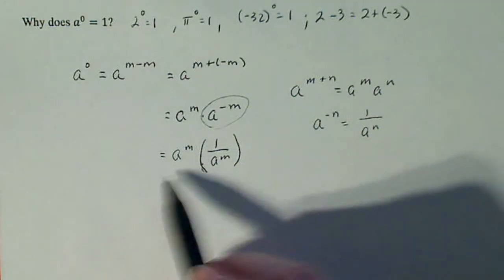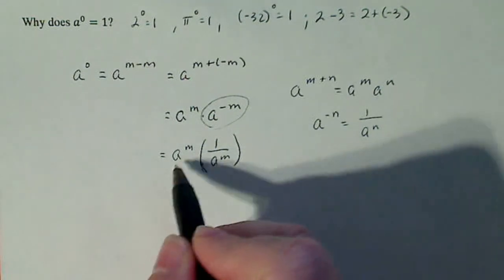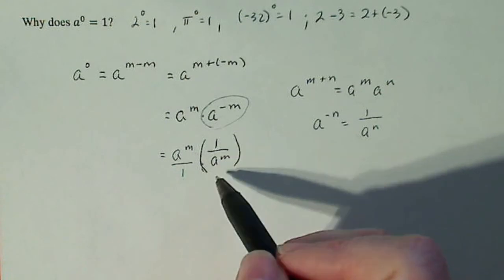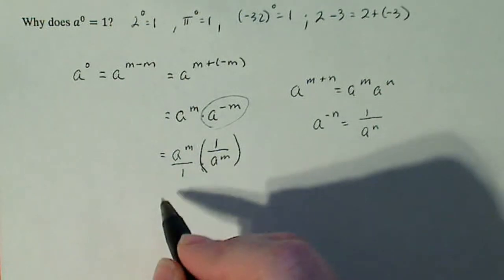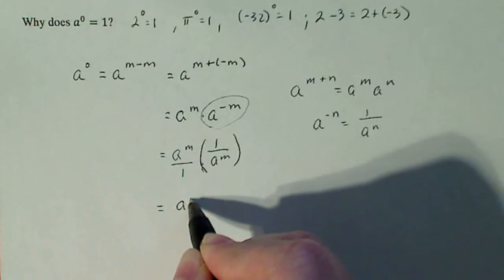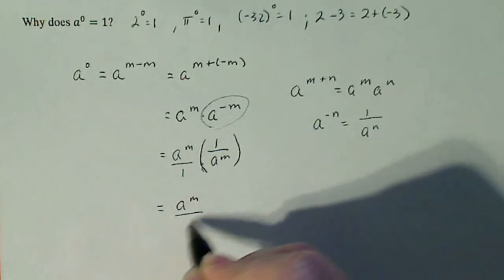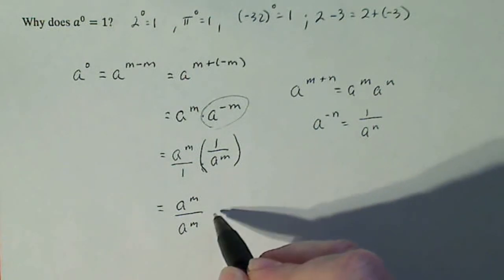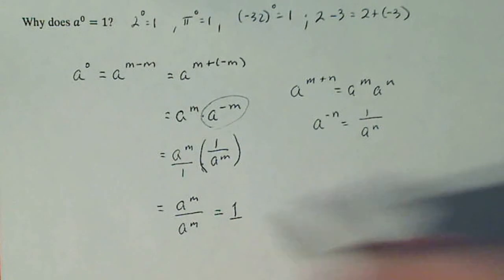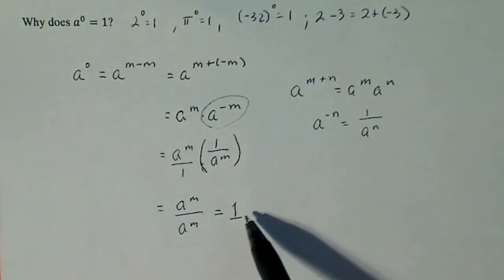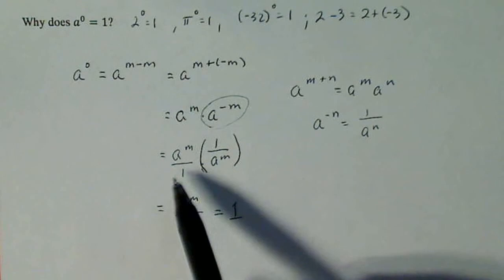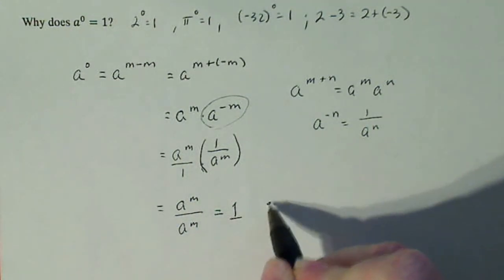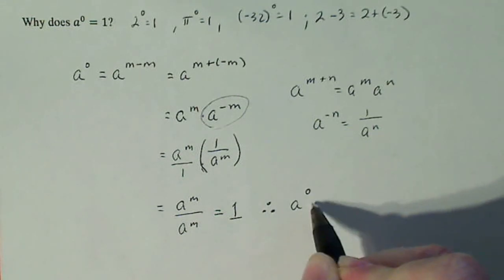Now what I have here are two numbers I'm going to multiply together. So I'm going to write this as a fraction as a to the m over 1. So it's a to the m over 1 times 1 over a to the m. Multiply numerators. Multiply denominators. And I end up with a to the m over a to the m, which is also the same thing as 1. So if you follow backwards, 1 is equal to this, equal to this, equal to this, equal to this, equal to a to the 0. Therefore, we can say a to the 0 equals 1.